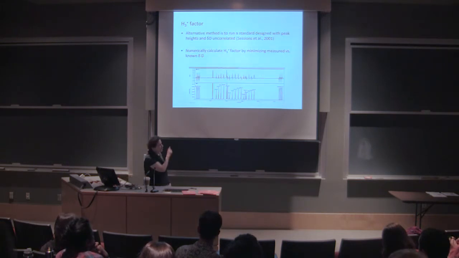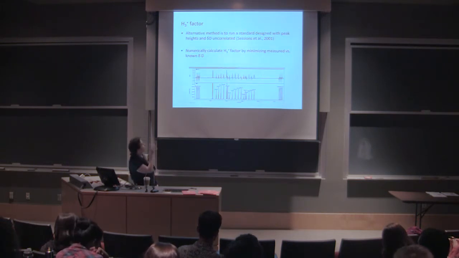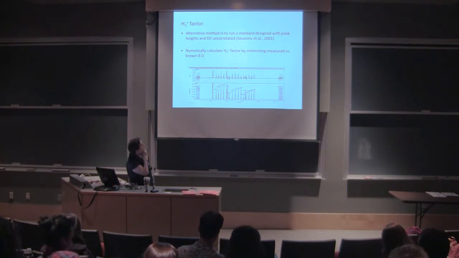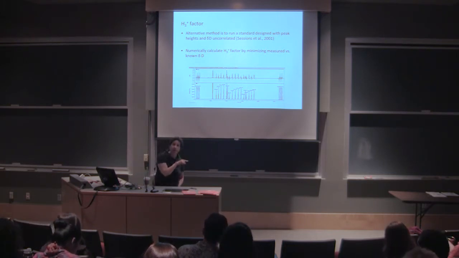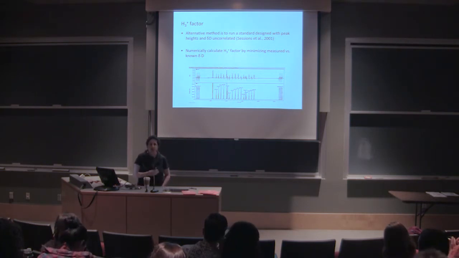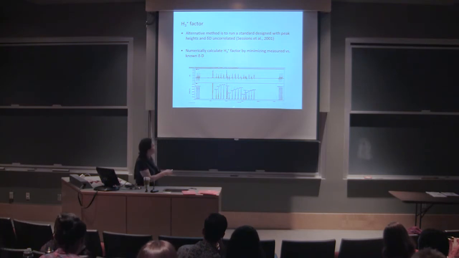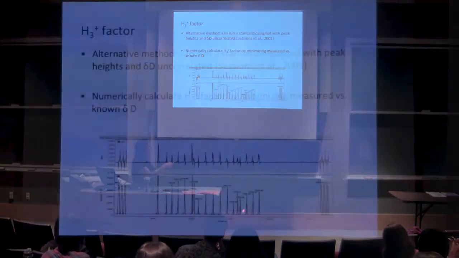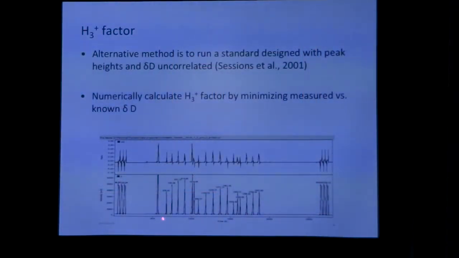That is the factory version of how to make that correction. Alex Sessions, working with John Hayes as part of his dissertation work, came up with an alternative method to do this, which is very elegant, but it hasn't been incorporated into the commercial products. But you can do this yourself. He's developed a set of standards where there's varying concentration, so some that are really highly abundant and some that are very low in abundance.